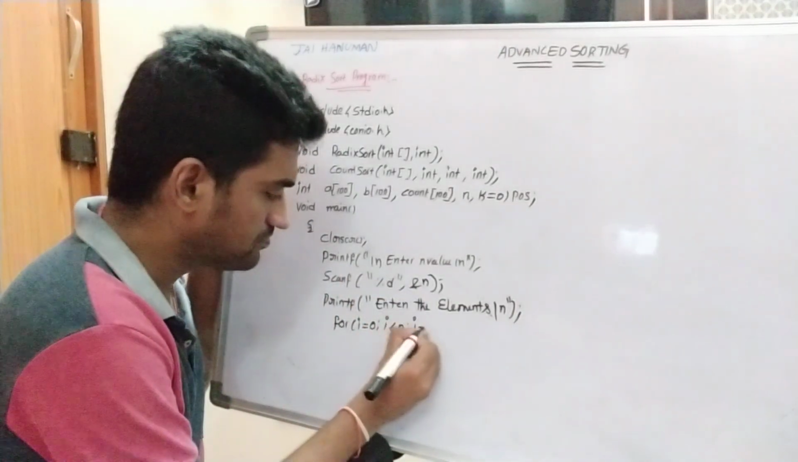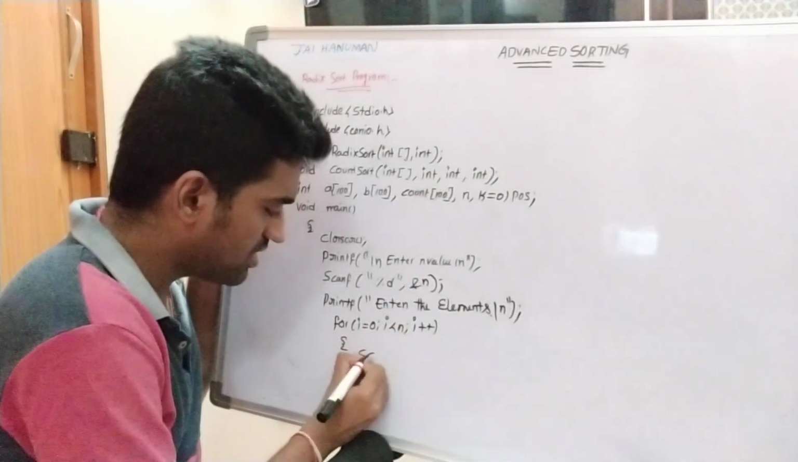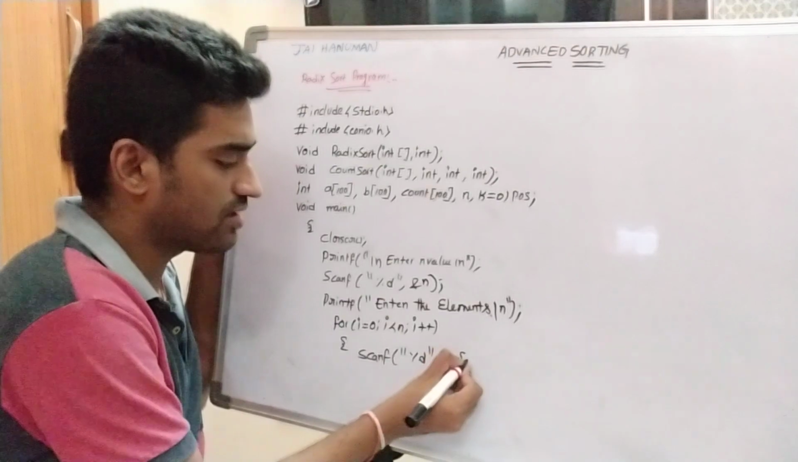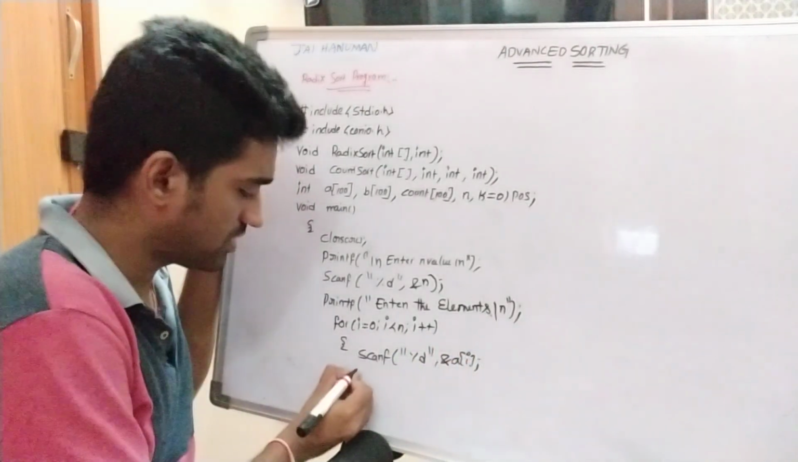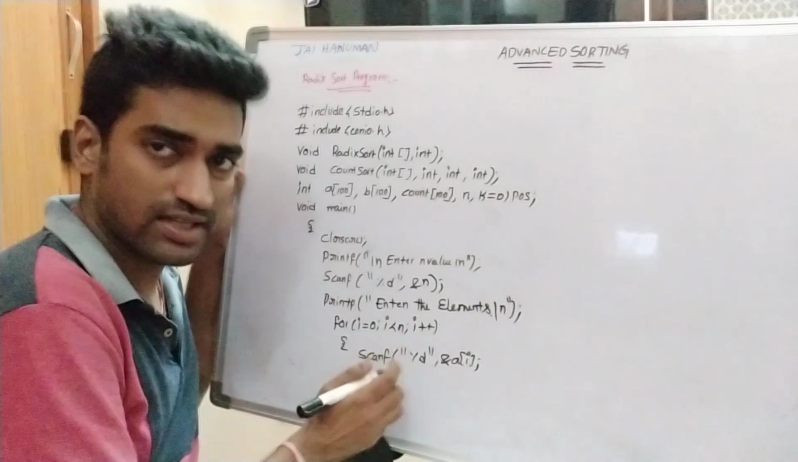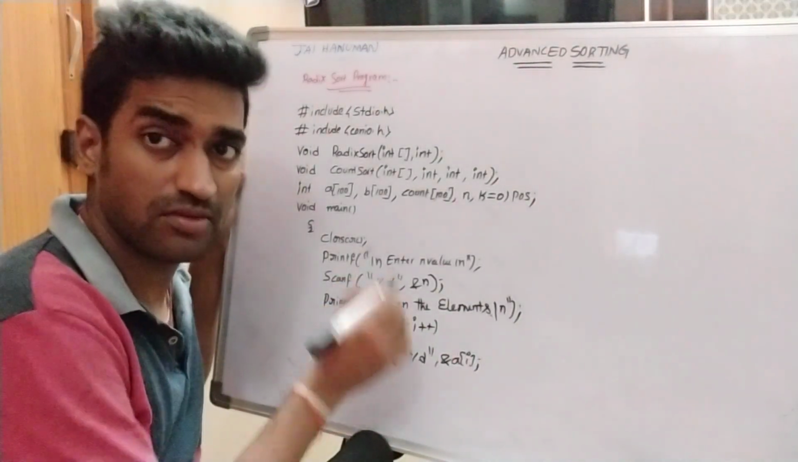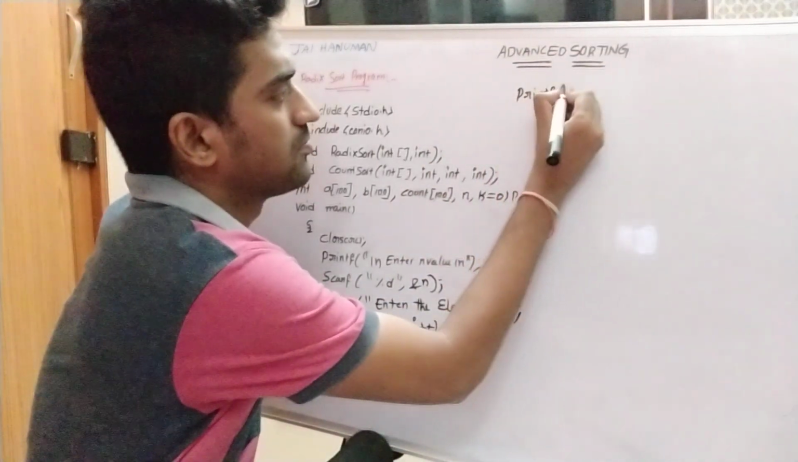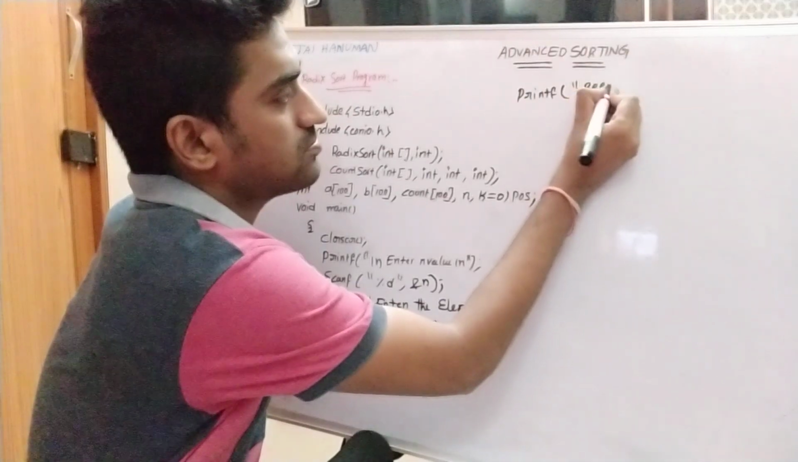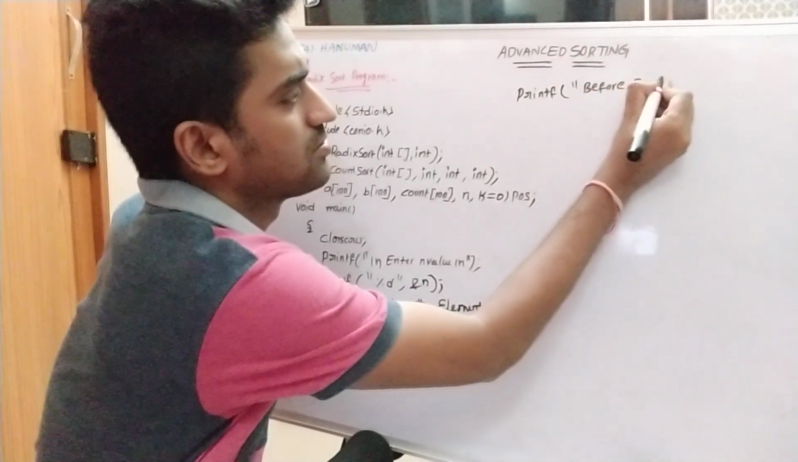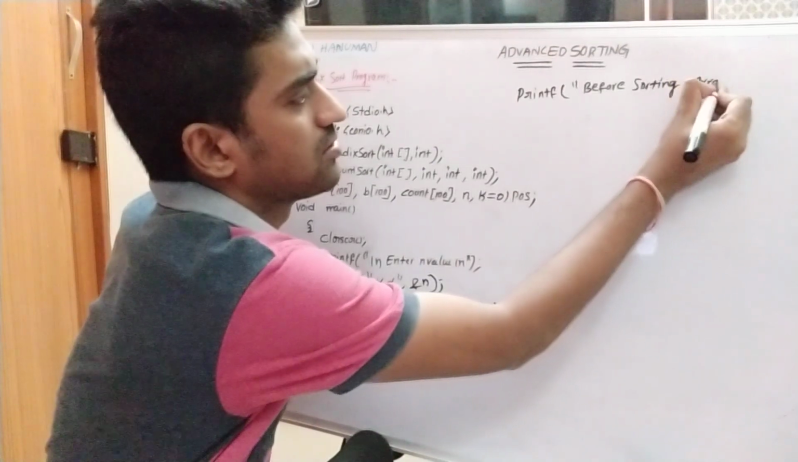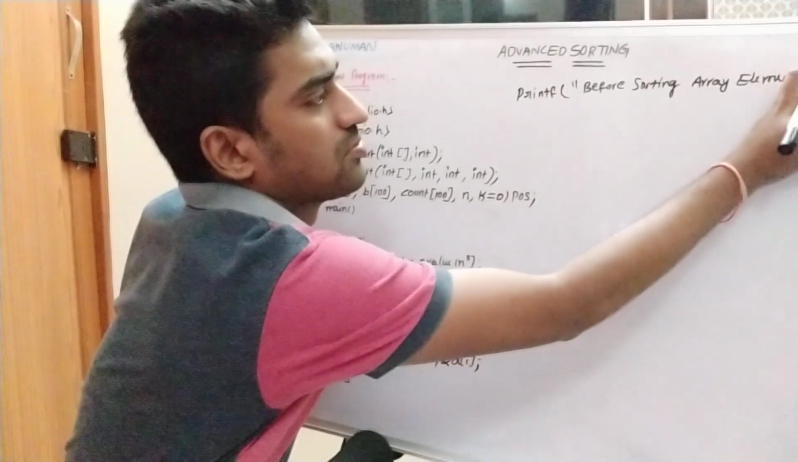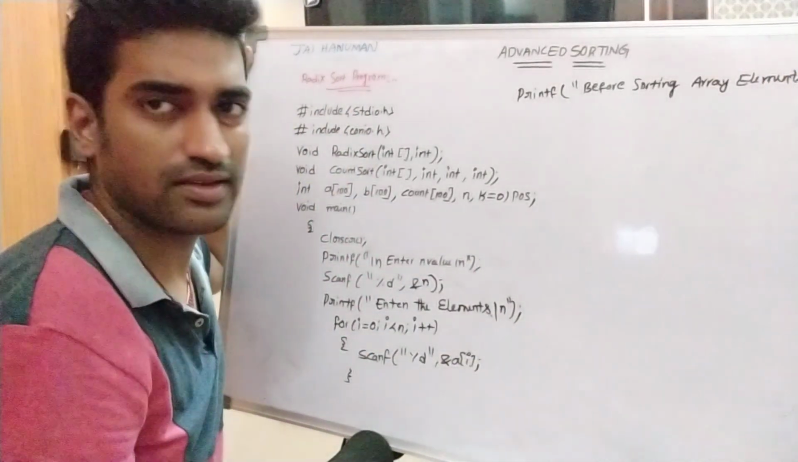So here I am reading all the elements into the array. All are integer elements, %d, specifying the address of a[i], right? After reading all the elements, we are printing all the elements of the array before sorting. So for that purpose, printf "before sorting array elements", right?